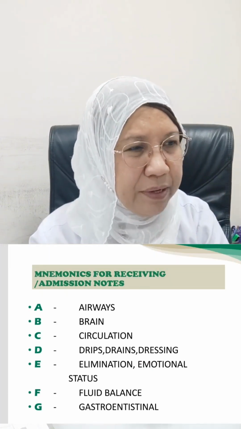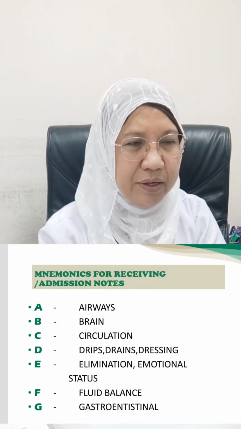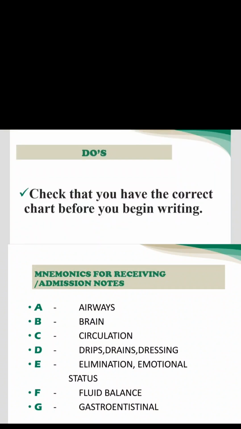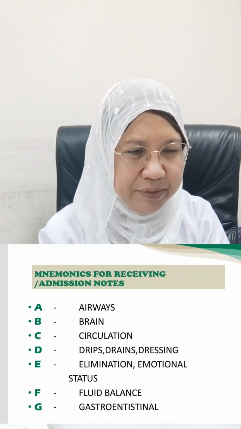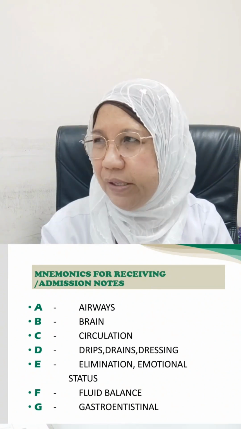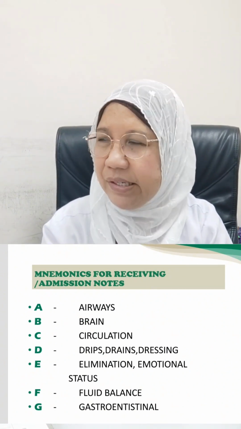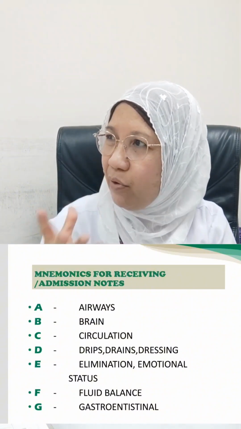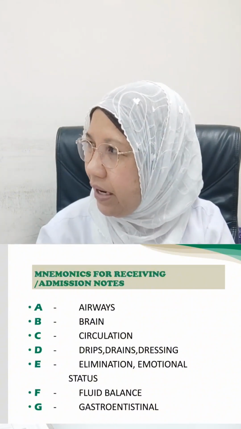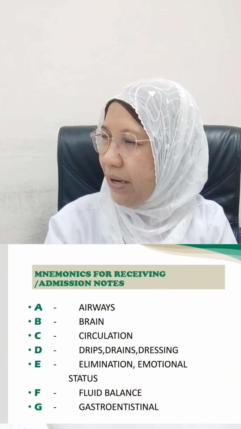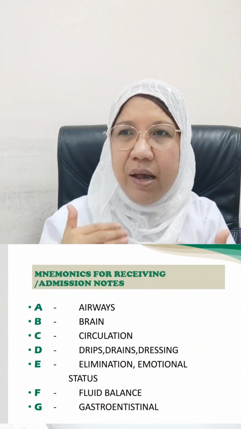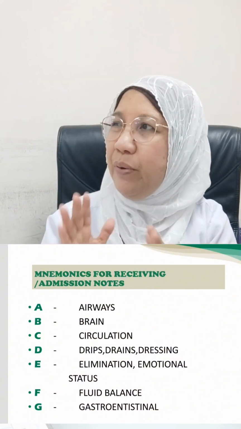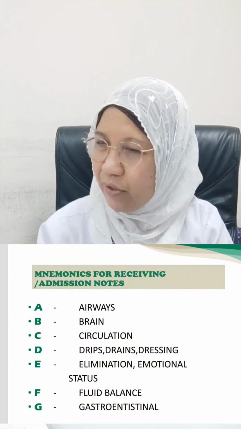Now we have two mnemonics for receiving admission. So, you will remember these mnemonics, A, B, C, D, E, F, G. So, you have to document all these things. In airways, what will you assess? Of course, the breathing. If normal, if there is stridor, if there is difficulty of breathing, you have to assess the airways when the patient is coming, okay? And if breathing is normal, you will write normal. If there is something wrong, you will assess according to the patient's condition.